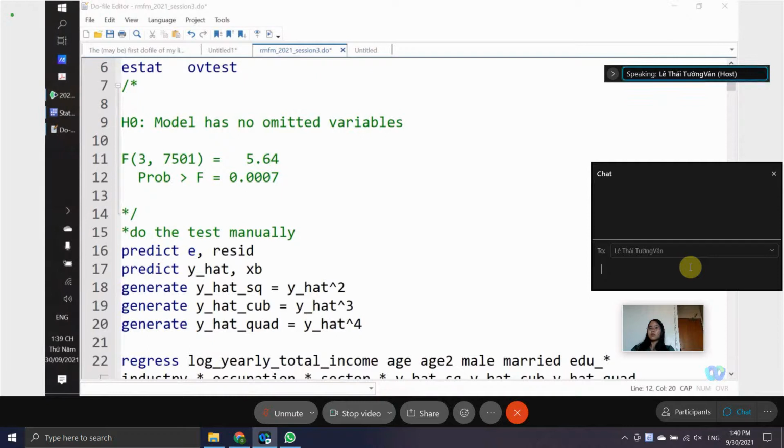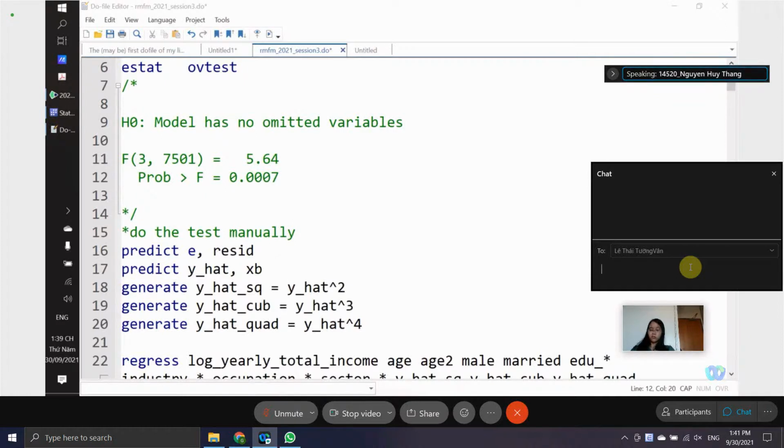Now I will try to invite someone from this one. Now, Mr. Nguyễn Huy Thắng. Hello, Huy Thắng. Hello, can you hear me? I can hear you well. So what is the interpretation of this test result? The probability that you are wrong when you reject the hypothesis is 0.007. Okay, so should we reject the null at 1% level?